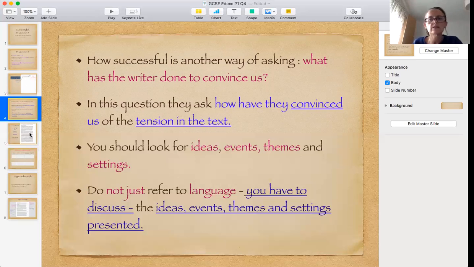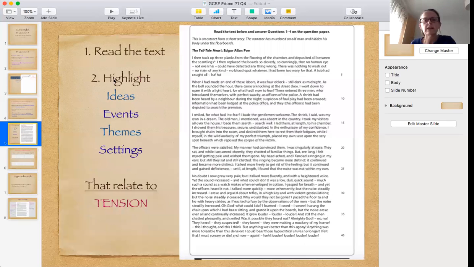Okay, so this text is available to you, and this is an extract from Edgar Allan Poe. What I want you to do is read the text and highlight ideas, events, themes and settings that relate to tension. Don't think about anything to do with language right now. Put that to the back of your mind. It's a skill that you've got that you can then use a little bit later. But for the moment, what I want you to concentrate on is finding ideas, events, themes or settings. And they all must relate to tension in the text.